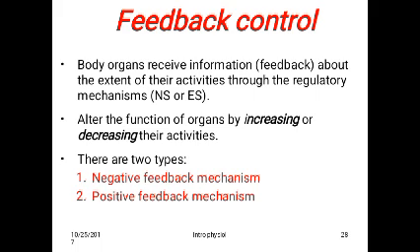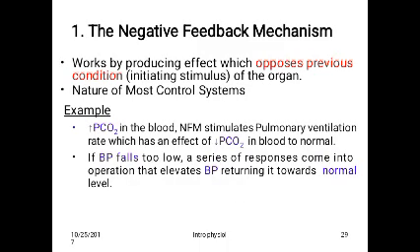Feedback control. Body organs receive information feedback about the extent of their activities. Through the regulatory mechanisms, NS or ES, they alter the function of organs by increasing or decreasing their activities. There are two types. One, negative feedback mechanism. Two, positive feedback mechanism. The negative feedback mechanism works by producing an effect which opposes the previous condition, the initiating stimulus of the organ. Nature of most control systems.